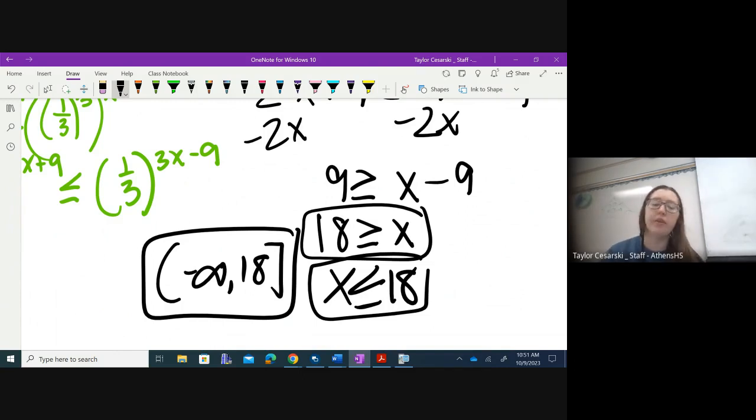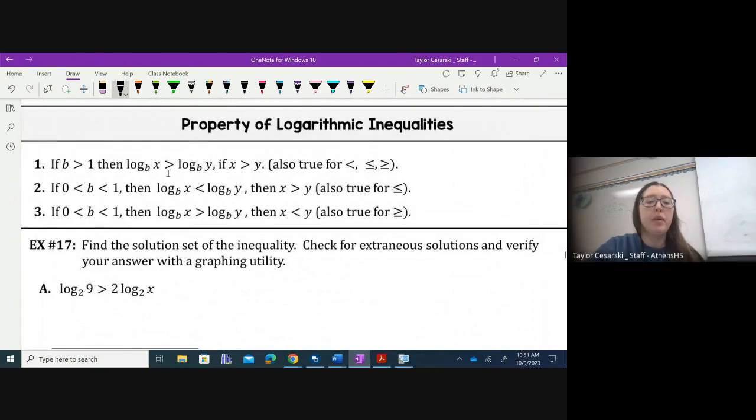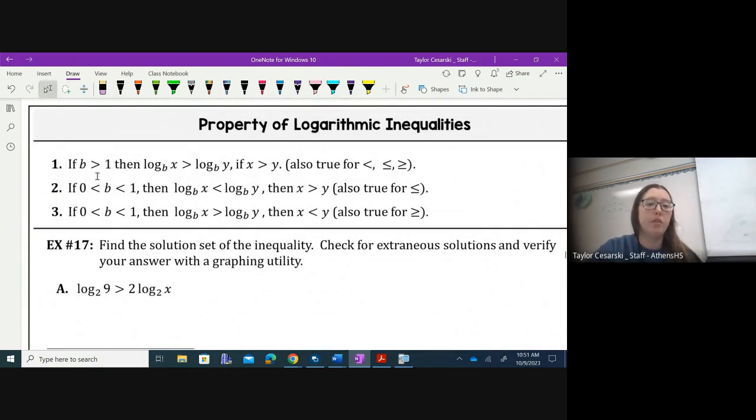All right, let's do it now with logs. Same idea, inequalities. If b is greater than 1, meaning if you have a base that's greater than 1, then if log base b of x is greater than log base b of y, then x is greater than y. Same exact thing as we looked at. If we have a base between 0 and 1, then notice that we have opposite signs because that's a decreasing function, which number 3 says the same thing as number 2, just opposite.